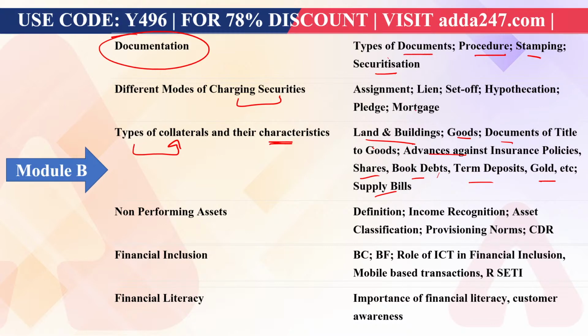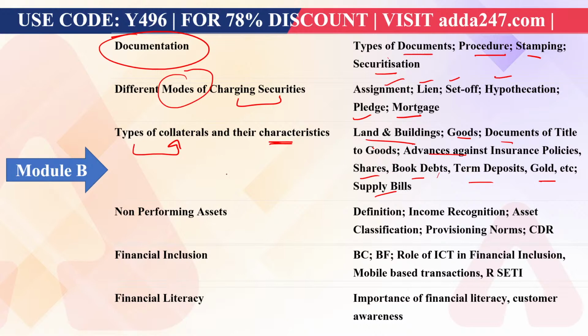the bank. Okay. Now after that, we have to understand the different modes of charging security. We have assignment, we have lien, set off, hypothecation, pledge, mortgage. So these are the certain different modes of charging security. So what charge should be given at the time of giving security to the bank, we have to cover that also.